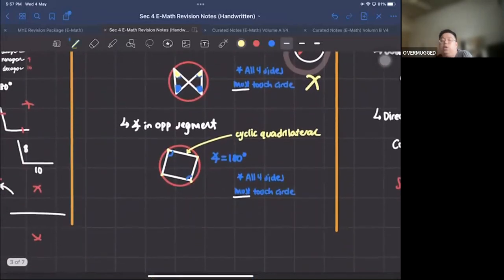Last one, which is angles in the opposite segment. Okay, this is for a cyclic quadrilateral. So if you're looking for, let's say, a 4-sided figure inside a circle, opposite angles will add up to 180. Remember that for the cyclic quad, all the 4 sides must touch the corners of the circle. It cannot be anything else.